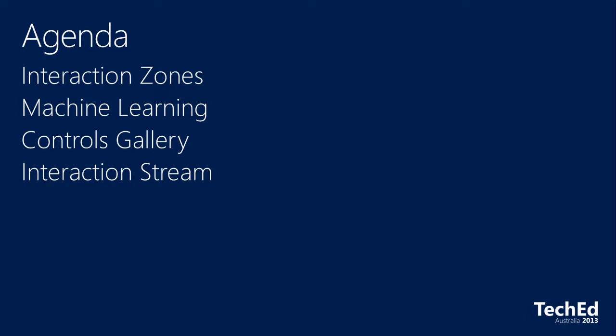First, I'm going to explain what the different interaction zones are. Then we're going to touch briefly on machine learning. I'm going to show you the new interactions control gallery. And then we're going to finish off by having a more in-depth look at the interaction stream.